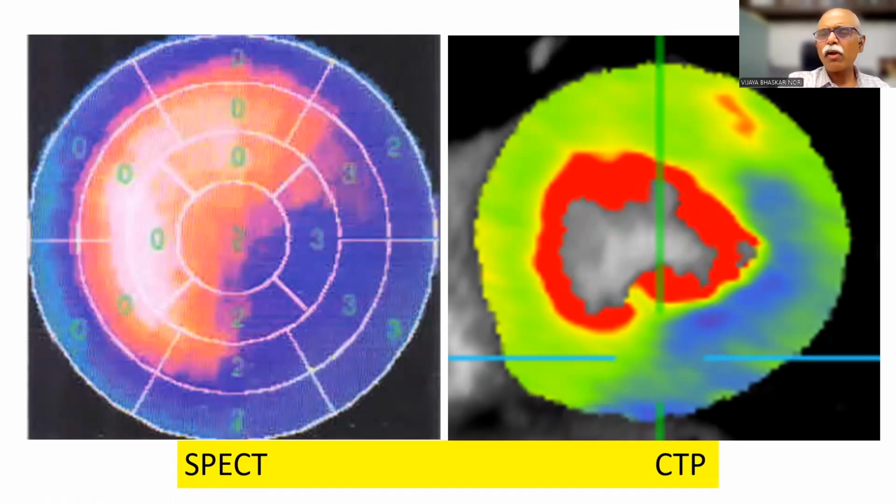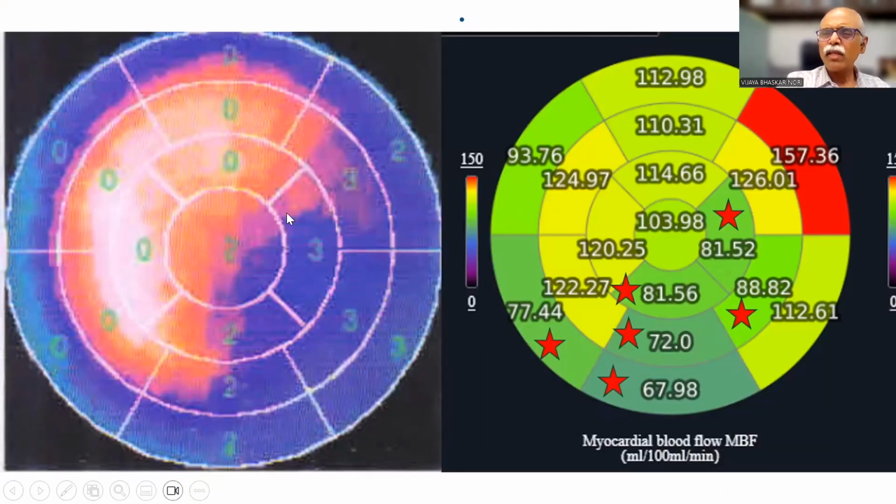When we did a stress myocardial perfusion SPECT study, we could find that the perfusion defect on the SPECT matches with the perfusion defect on the CT myocardial perfusion. And when we look at the myocardial blood flow values, like the SPECT, which is showing a low blood flow, the CT myocardial perfusion also is showing that in RCA territory, 4 of the segments are showing less than 100 ml per 100 ml per minute, stating that these are significant hemodynamic ischemia.